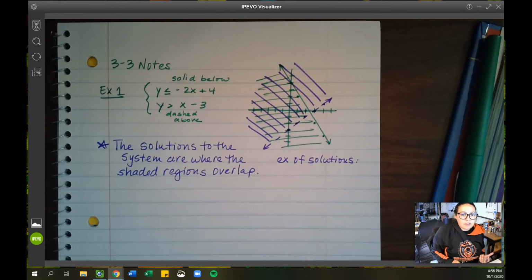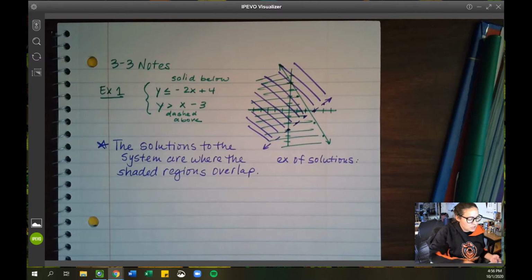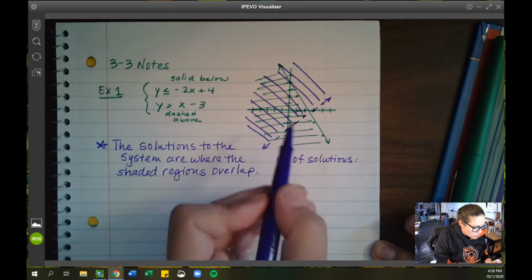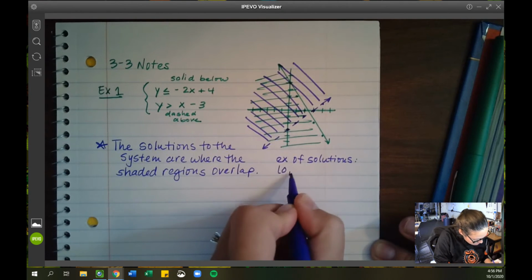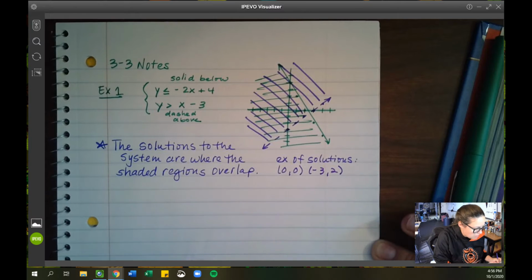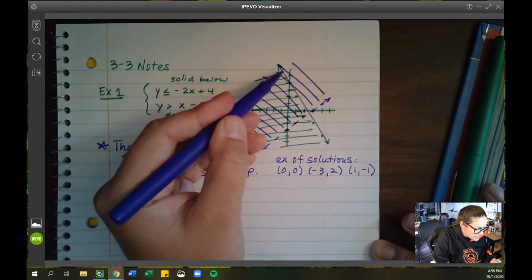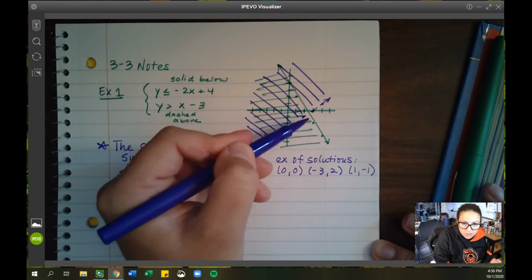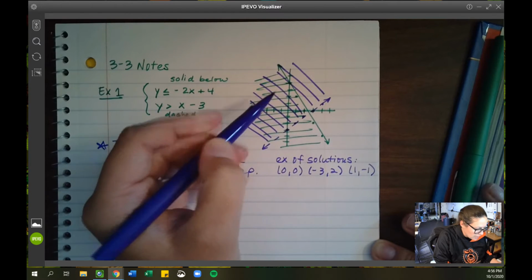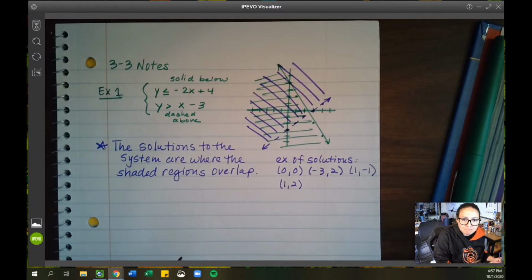And we could sit here forever and list out a bunch of points that are solutions, but I'm just going to give you guys a couple examples of points that are solutions. So anything in here is going to be a solution. So like 0, 0 is a solution. Negative 3, 2 is a solution. 1, negative 1 is a solution. Anything that is on the green line is going to be a solution that's also in the purple shaded area. So 1, 2 would be a solution. Okay. So like I said, those are a few examples of solutions. We could sit here all day and list out solutions.